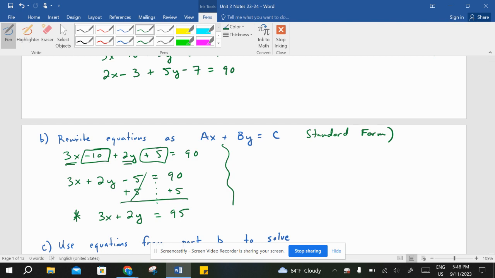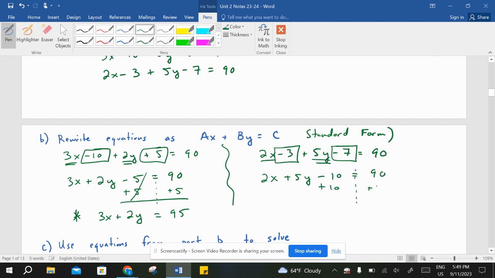We're going to do the exact same thing with our other equation. So 2x minus 3 plus 5y minus 7 equal to 90. Go ahead and pause the video for a little bit and get this equation into standard form before I move on. All right, so again, x and y, nothing combines with those, so I have 2x plus 5y. I can combine my negative 3 and my negative 7 to give me negative 10 equal to 90.